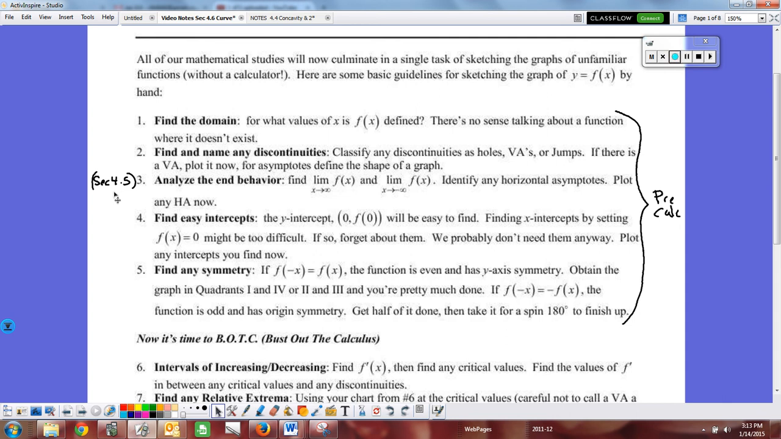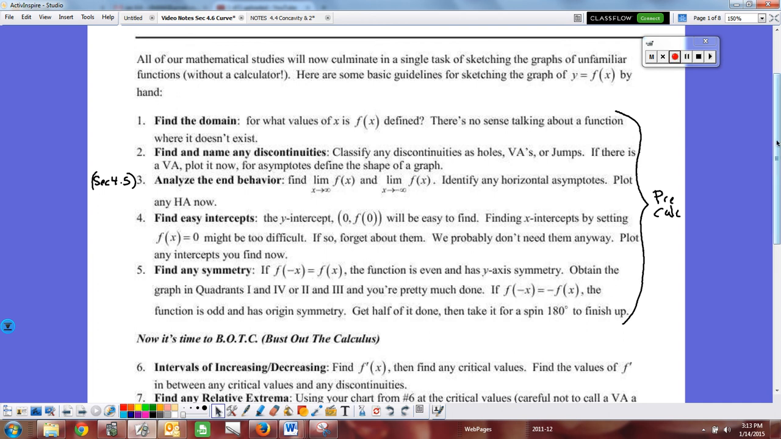So you might want to review that prior to working on the 4.6 material, just to make sure you still understand that. You can go back and view the 4.5 video. That will give us our end behavior, our horizontal asymptotes, our slant asymptotes, and our other asymptotes. Finding your intercepts is pretty straightforward. Then finding any symmetry, using symmetry to determine if you have symmetry over the y-axis or symmetry over the origin.